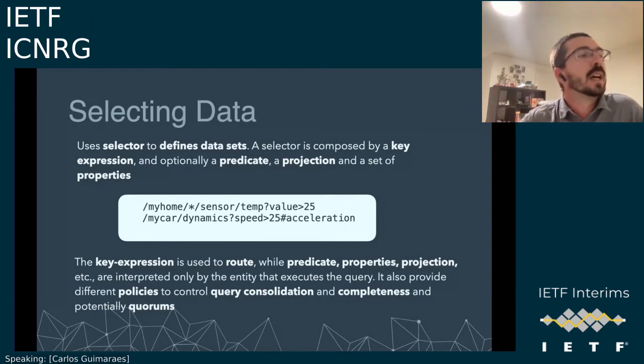And this allows us to filter some data. For example, if we take the second example here, where we have my car dynamics, basically what we are saying is to return only the acceleration value every time the speed is above 25 kilometers per hour.